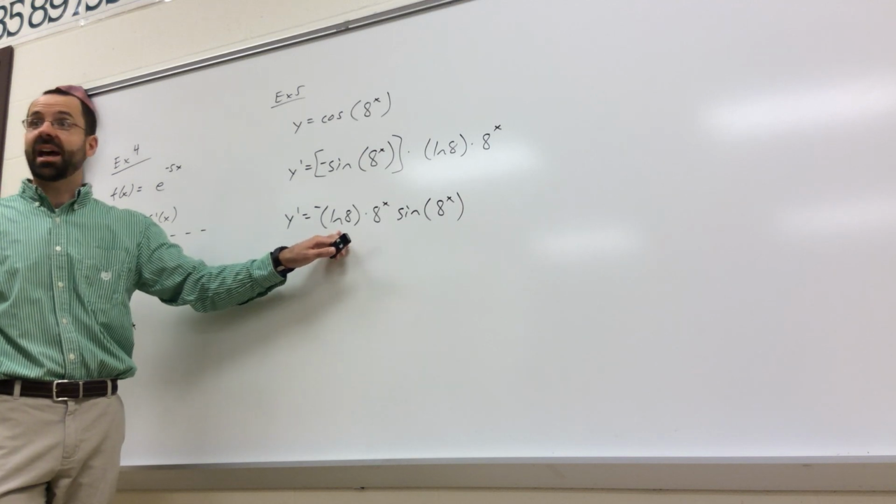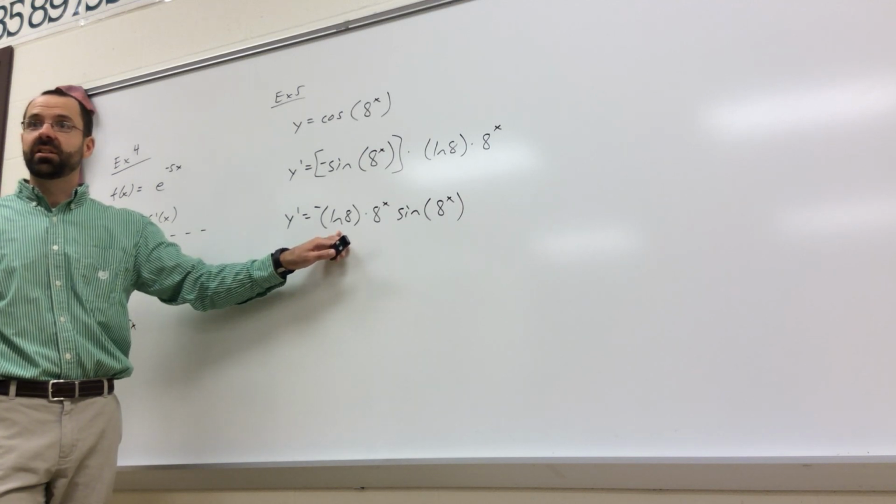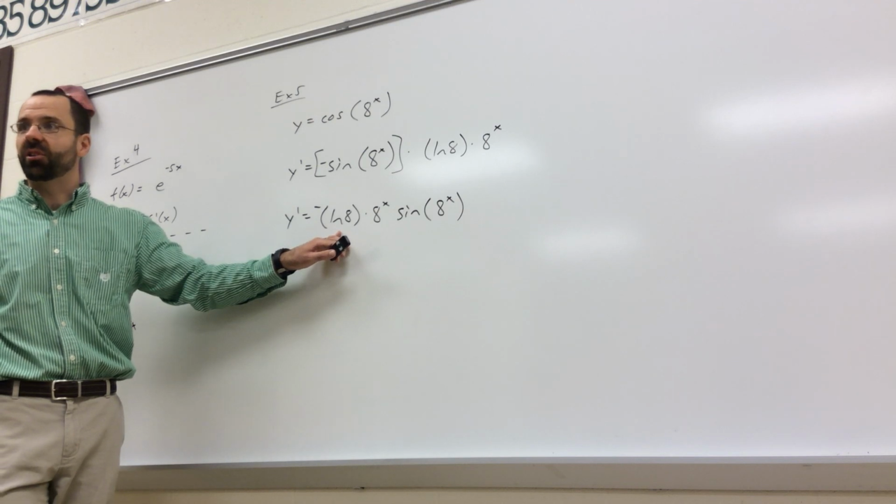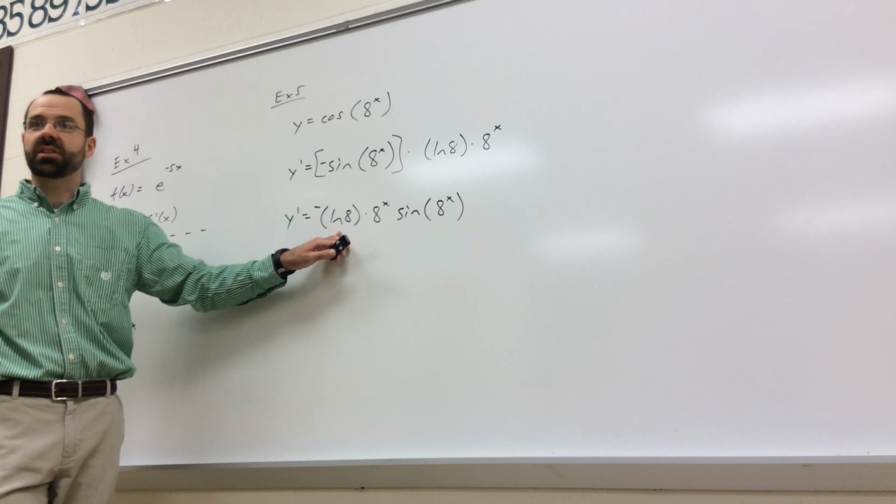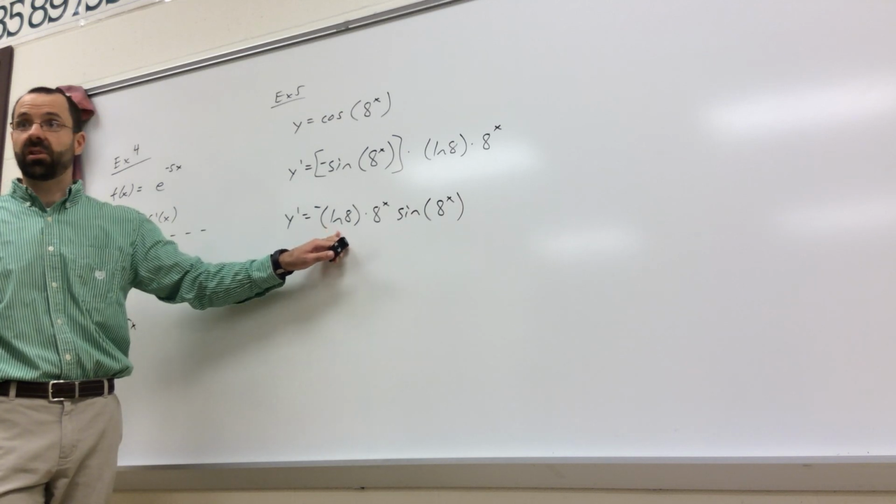You could type in natural log of 8 in your calculator, right? The problem is that decimal goes on forever. So anything you write down is going to be a rounded version of it. So better to leave it natural log of 8.